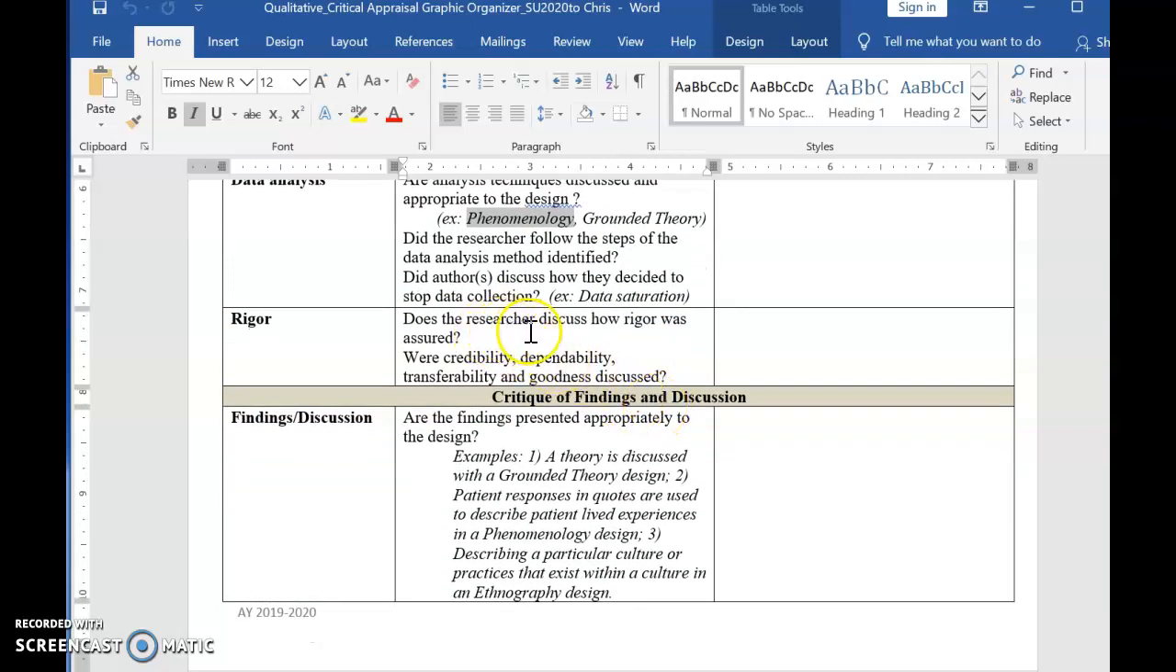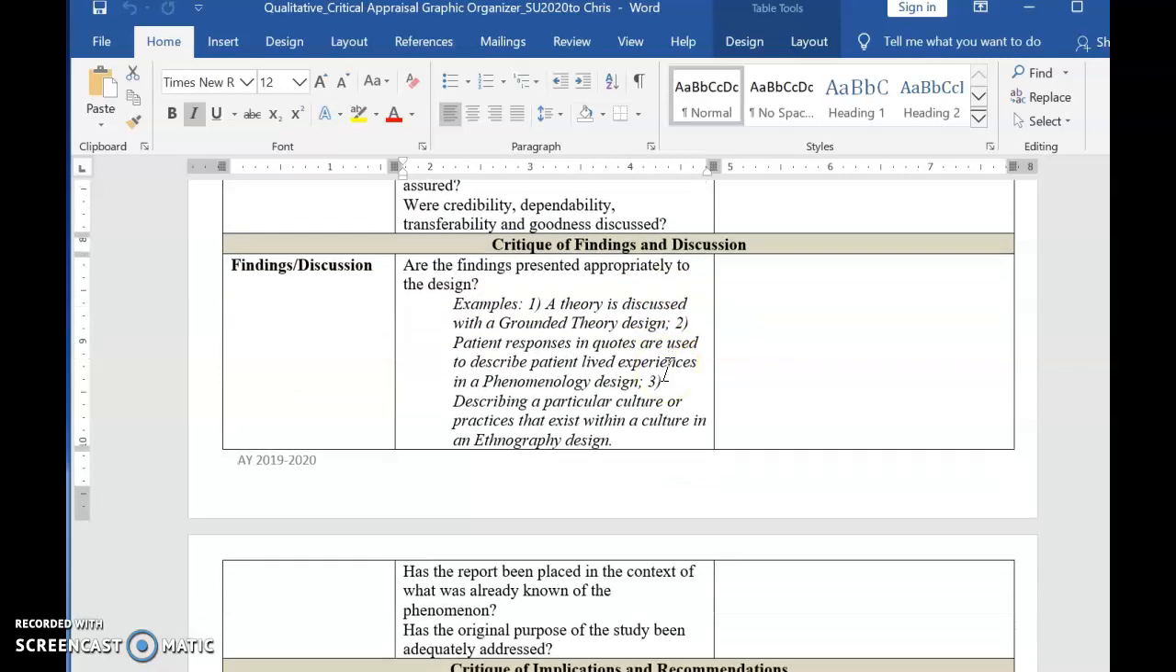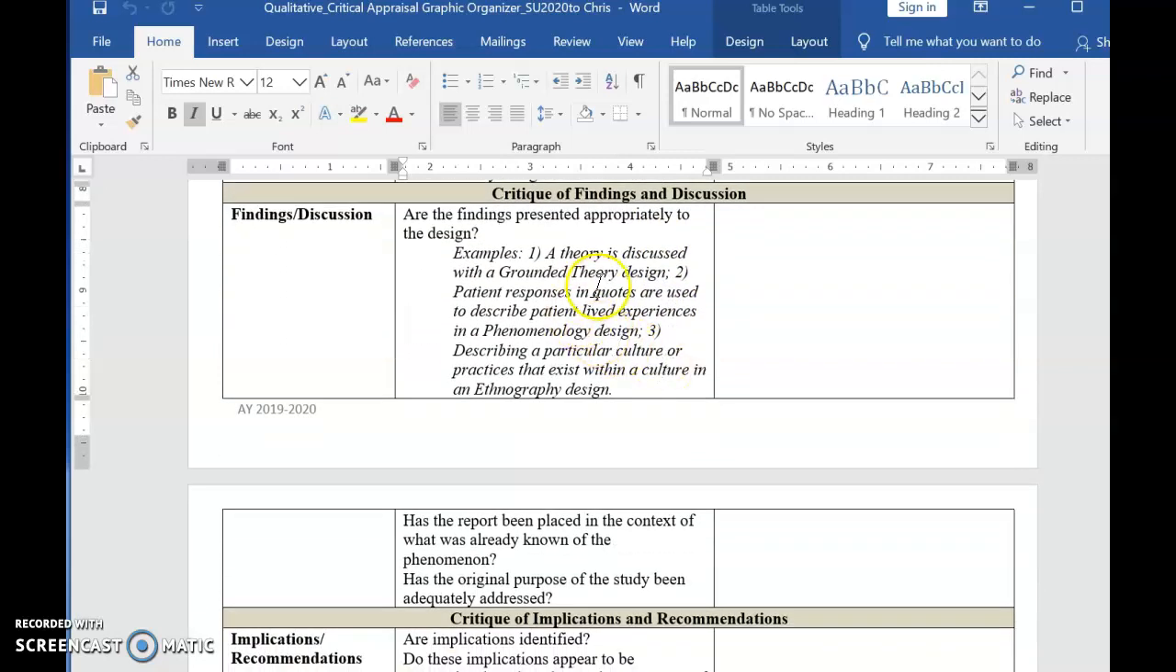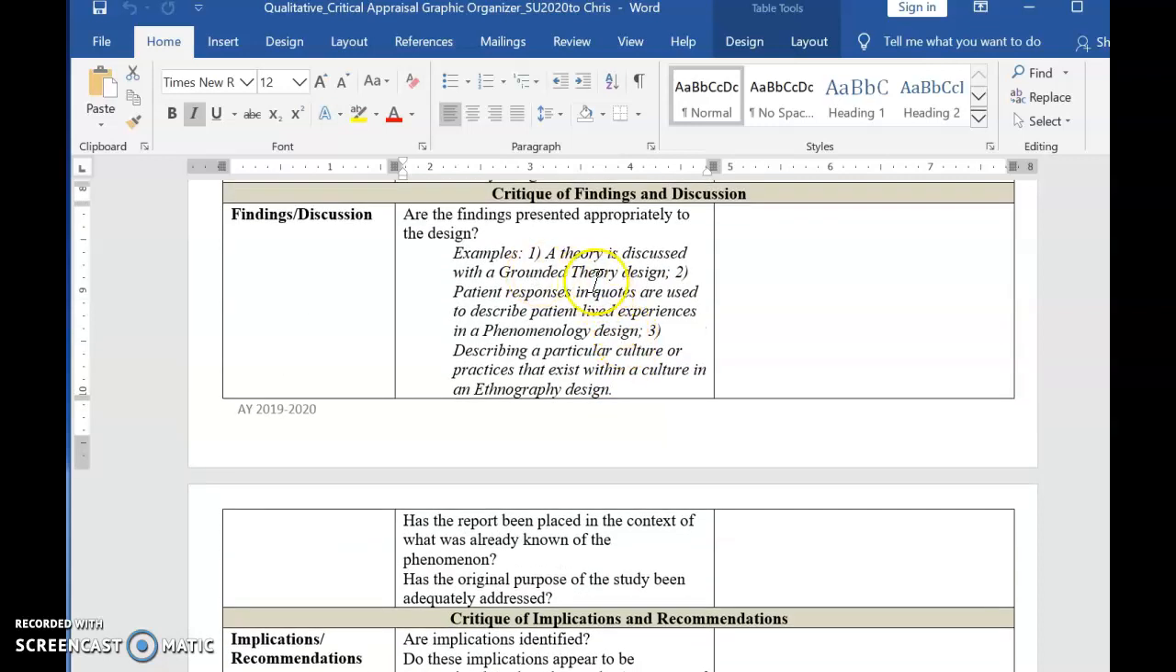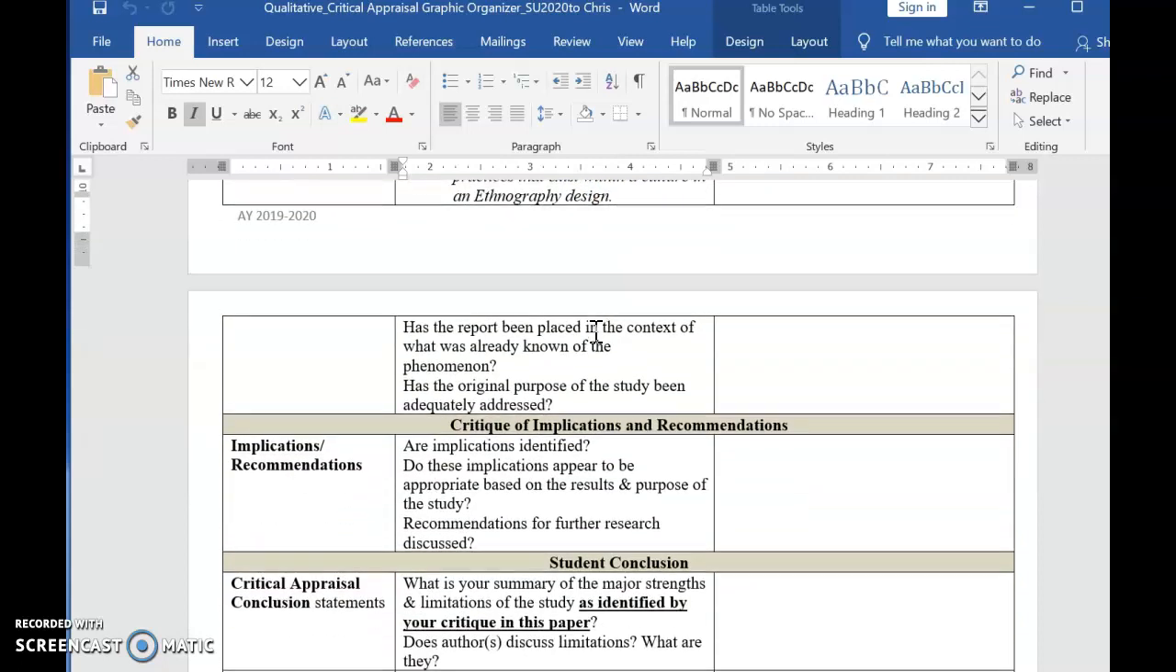Okay, I'm getting close to my time here. On rigor, does the researcher discuss how rigor was assured? This is very different between quantitative and qualitative. So in qualitative, rigor is usually looked at as trustworthiness and authenticity. So you want to use these appropriate terms when looking at rigor, and this is all in your textbook. Under findings and discussion, are the findings presented appropriately to the design? So you want to make sure that in a grounded theory, a theory is eventually designed, that a theory is actually discussed. So just look at your notes here. Lived experience should be related in quotes in a phenomenology type of design.